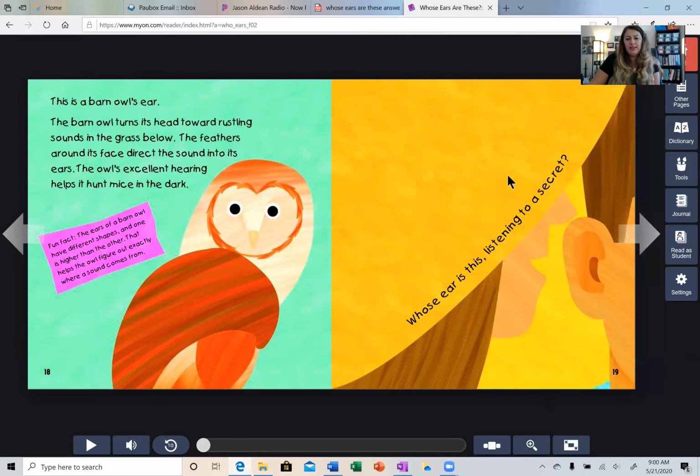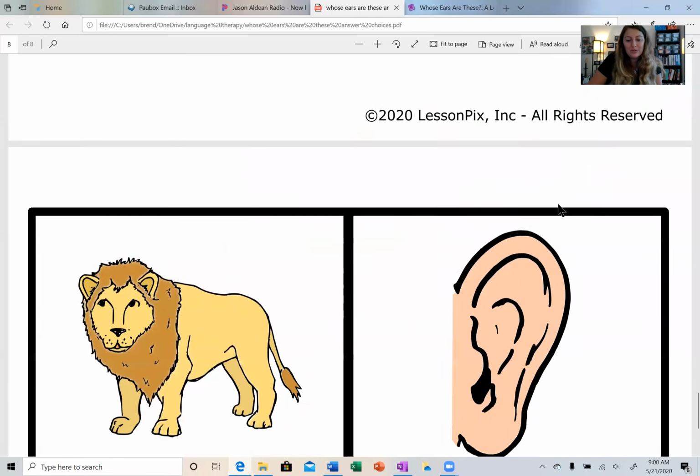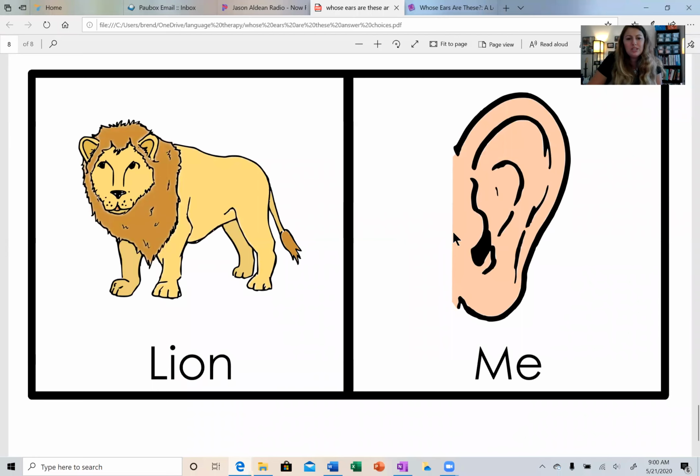So take a look at this thing. Whose ear is this listening to a secret? What do you think? Let me show your choices. Do you think those ears belong to a lion? Or do those ears belong to me? Do they belong to us, to humans, or to a lion? Okay, so make your choice, and then I will tell you the answer.